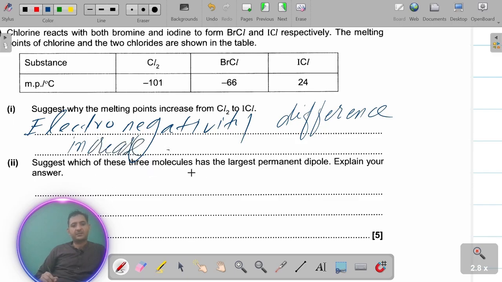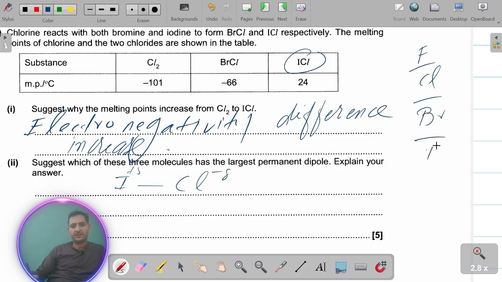Suggest which of these three molecules has the largest permanent dipole. This one, because there is I and Cl, one is partial negative and the other partial positive. Let me check. We have chlorine, then bromine, and then iodine. Down the group electronegativity decreases. So one of the bonds is I and Cl, where there's a big difference. Another is Br and Cl. Yes, I and Cl.